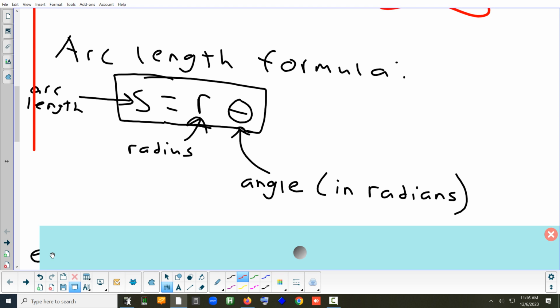Okay, and the idea is I will give you 2 out of 3 of those variables. You plug them in, and you'll find the third one. Make sure you put a label. S is a length. R is also a length. Theta is an angle. Okay, so whatever you're solving for, make sure you put the appropriate unit.